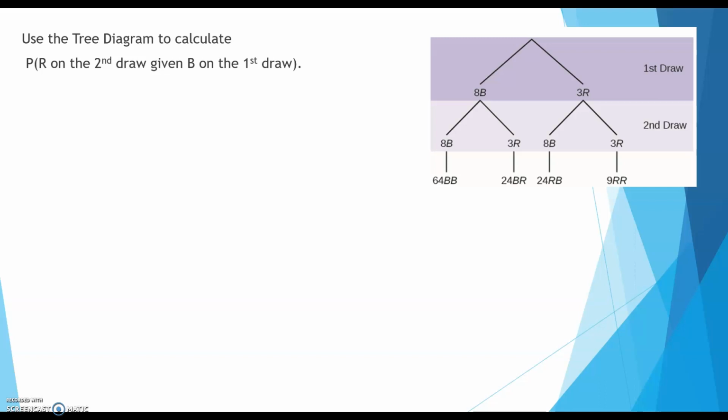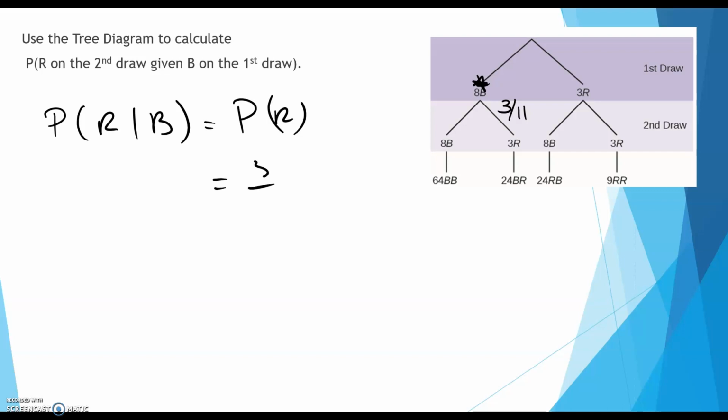Okay, the probability of a red on the second draw given blue was first. This is saying we have already got to this point right here. We drew a blue. What's the probability at that point of getting a red? Well, we would have 3 over 11. Since this is independent, this is really just looking at the probability of getting a red, which would be 3 over 11.